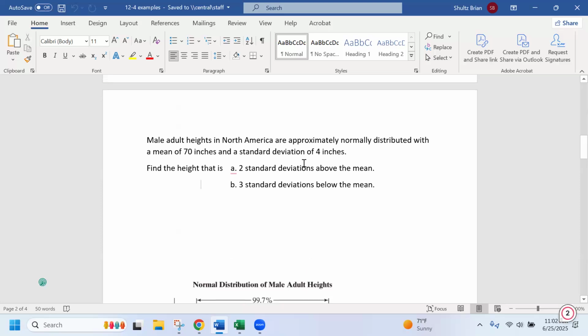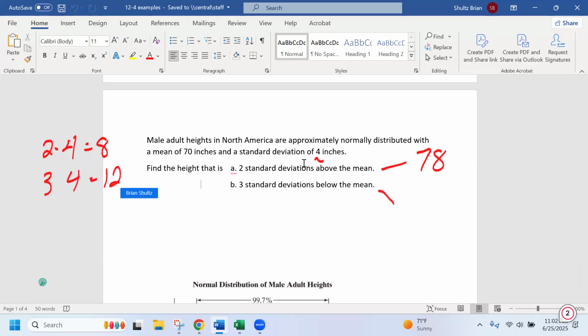Male adults in North America are approximately normally distributed with a mean of 70 inches and a standard deviation of 4 inches. Find the height that is 2 standard deviations above the mean. And all that means is this: if the standard deviation is 4 inches, 2 standard deviations is 8. So 2 standard deviations above the mean would be 78. 3 standard deviations below, well, 3 times 4 is 12.